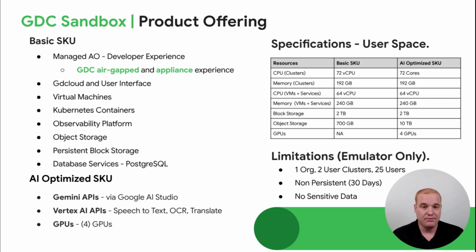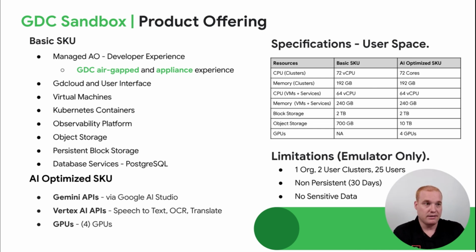The specifications for the user space, as far as your usable resources within the emulator, are detailed on the top right. Limitations: these are to the emulator only and not the GDC larger product portfolio. Within the emulator, we are emulating the product on a small scale. One organization, two user clusters, 25 users recommended as a soft limit for mainly usage of resources. It's non persistent, it lives for 30 days before being refreshed.